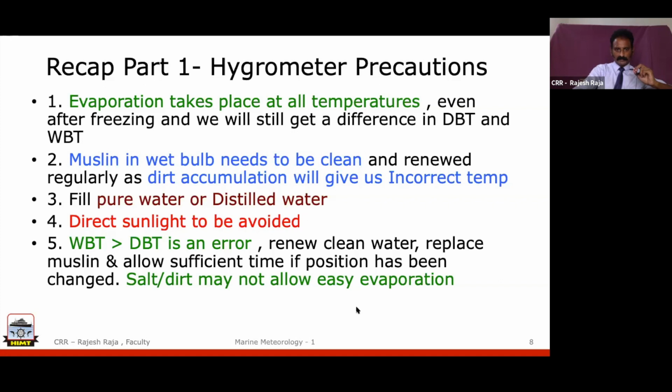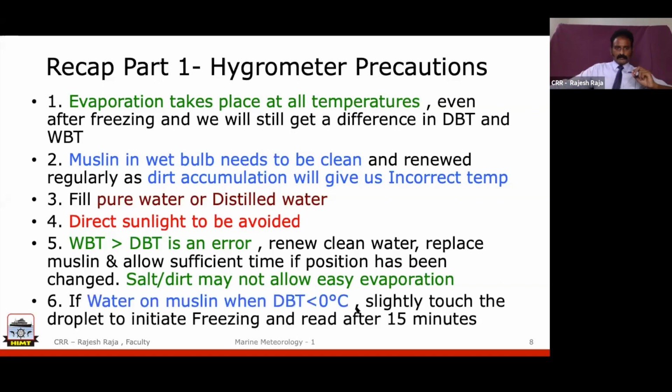Give it some time. Now, if there is water in the muslin, then the dry bulb is less than zero. Less than zero means freezing temperature of fresh water. If you still find water, all you are supposed to do is give it a slight touch with a hand, with a small stick or a needle. That small vibration in the droplet will freeze, and then you will start getting correct temperature.